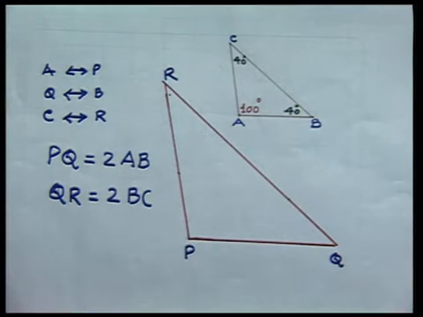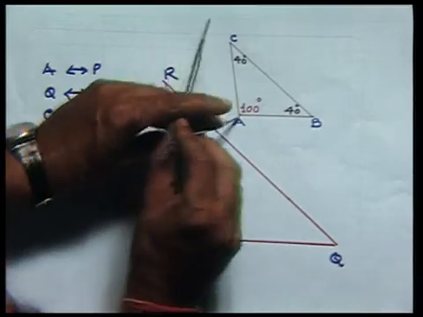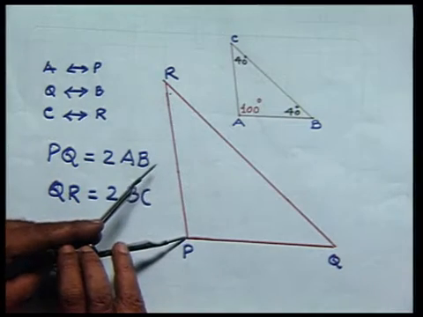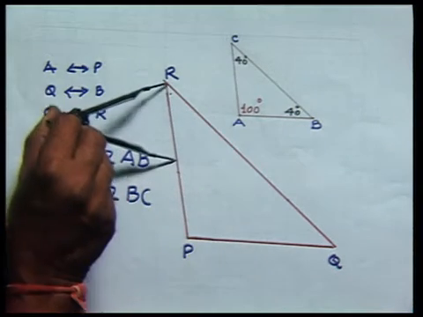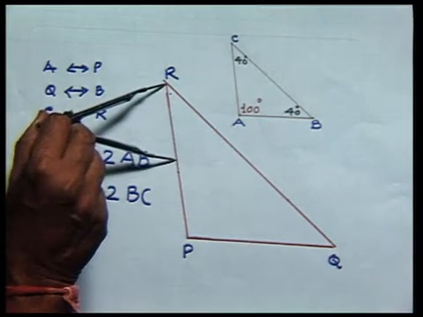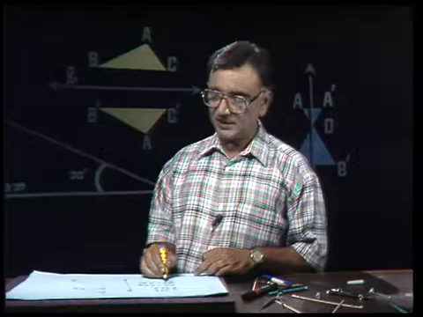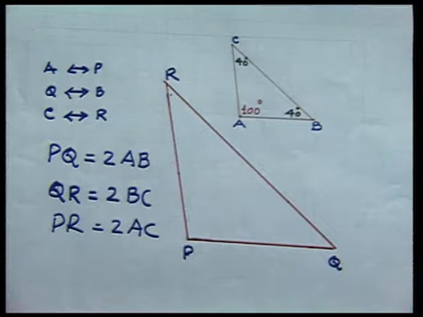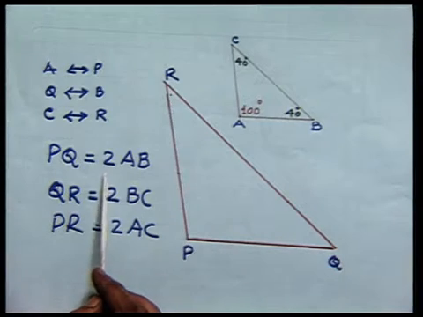Now remains the third side AC, and the side AC is corresponding to side PR of the constructed triangle. AC is of this much length. Let us see the side PR. So, PR we find is 2 times AC, and from here you can very well see that the ratio of the corresponding sides is same in each case, that is 2.